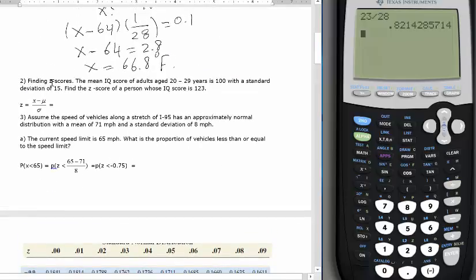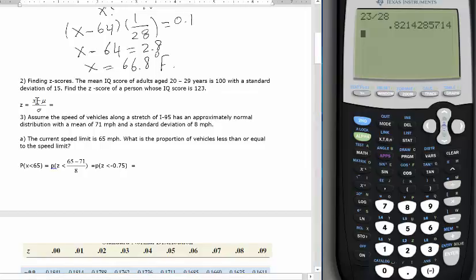Finding z-scores. The mean IQ score of adults aged 20 to 29 years is 100 with a standard deviation of 15. Find the z-score of a person whose IQ score is 123. This is the formula. I will be providing you with the formula, but I think you should know it by heart by now. So how do we calculate the z-score?